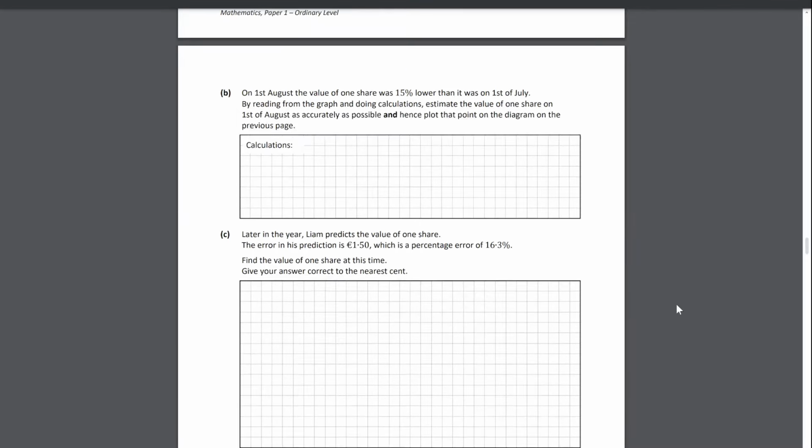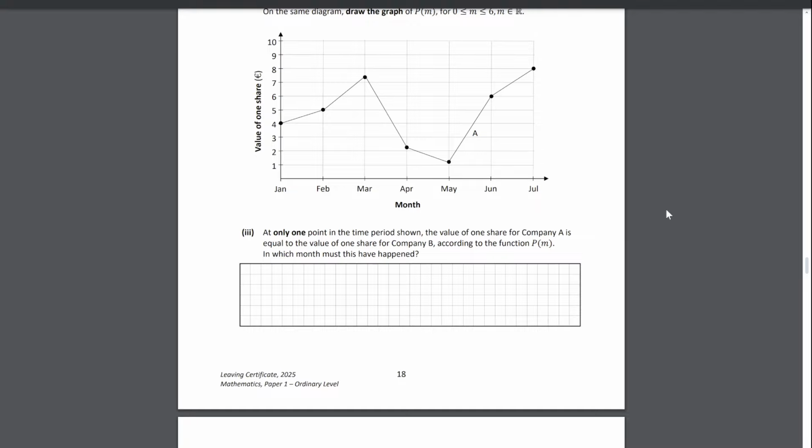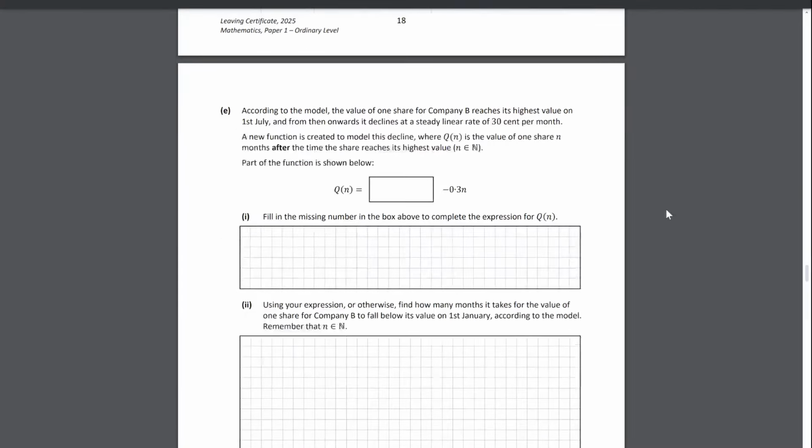Then pretty much just a lot of graph stuff here in reference to this little section here. So not too bad, little bits. And then it's pretty much plotting the graph of a different company against this one and seeing which one is doing better when, or when it's actually equal at that point.